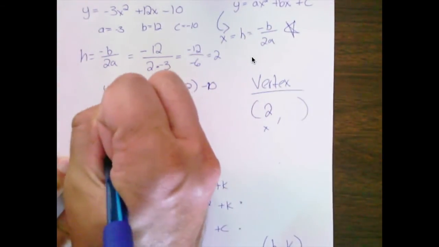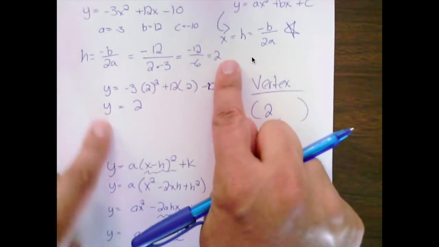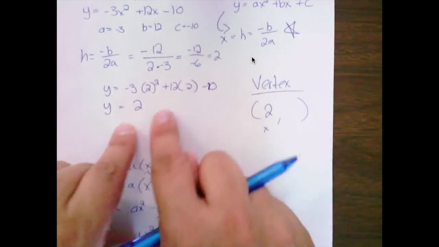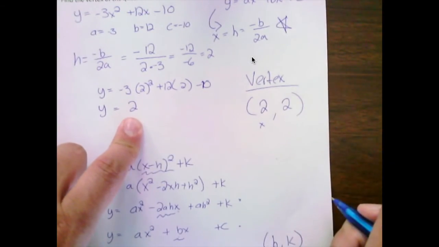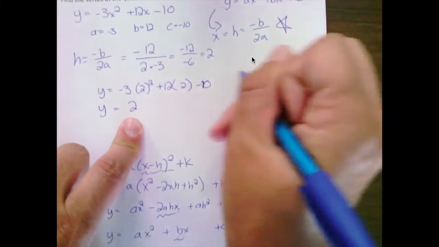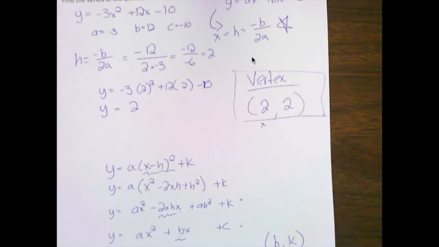The left side still being y. So I found the x value earlier is 2, and it just so happens I just found the y value of my vertex is also 2. So the vertex is 2, 2.